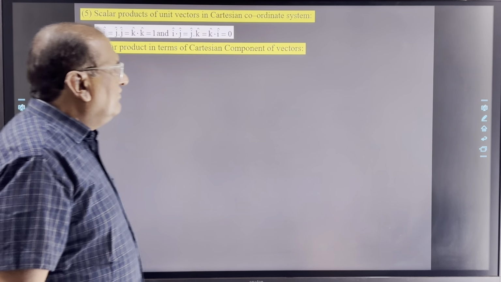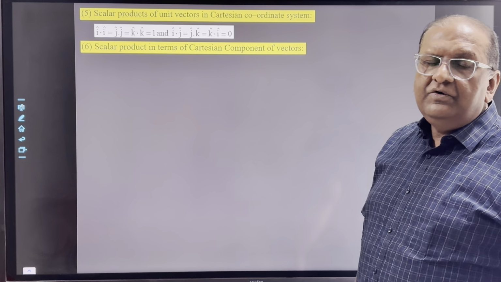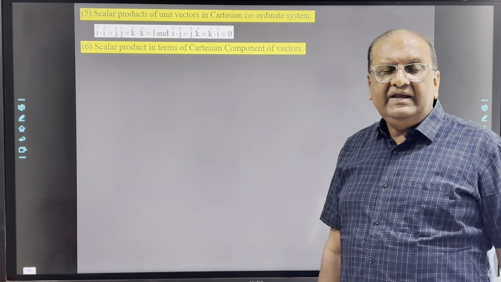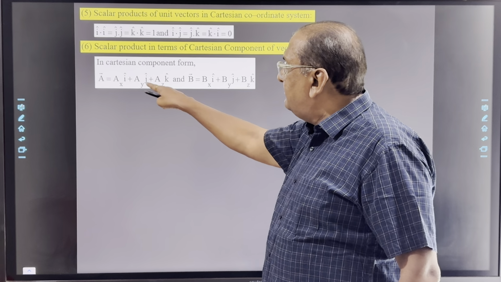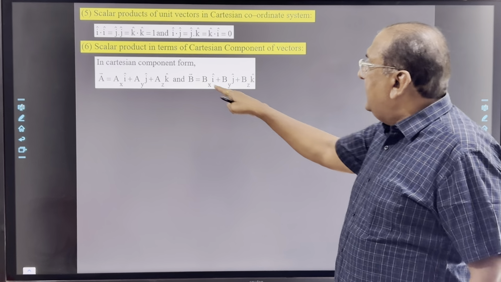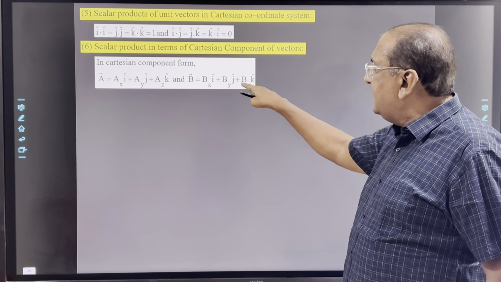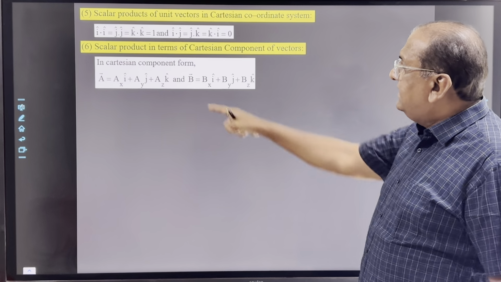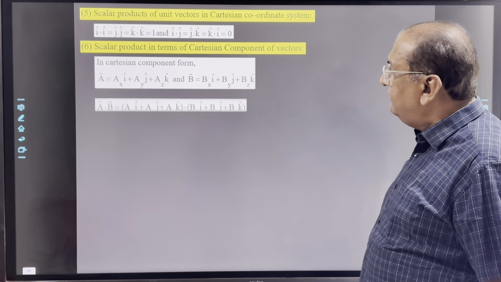Scalar product in terms of Cartesian components of vectors, right? So in Cartesian component form we write the vectors A and B as vector A equal to AX i caret plus AY j caret plus AZ k caret, and vector B equal to BX i caret plus BY j caret plus BZ k caret. Okay. Now let's take the dot product between these two vectors in component form.